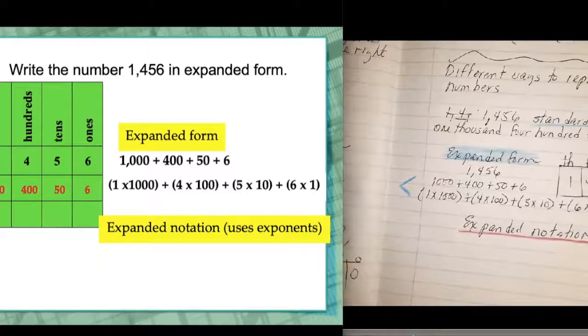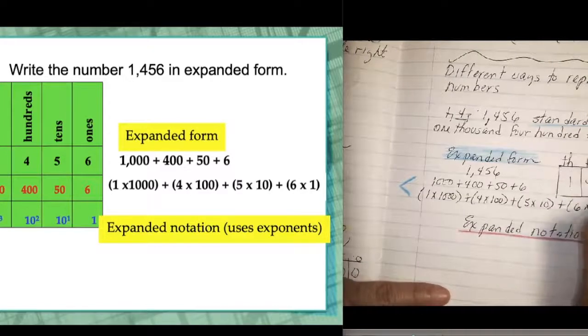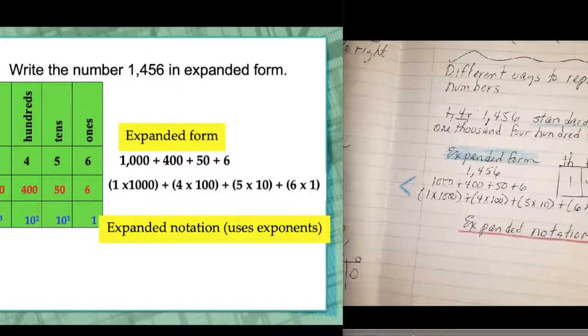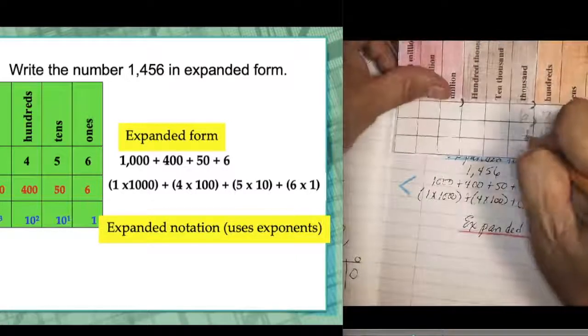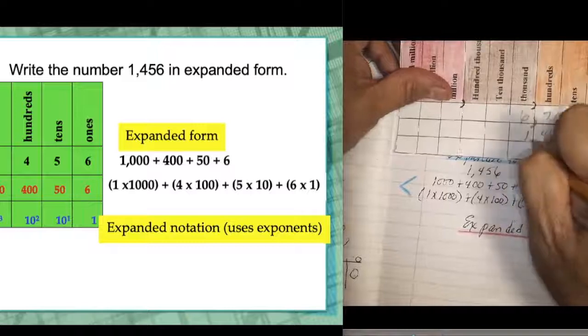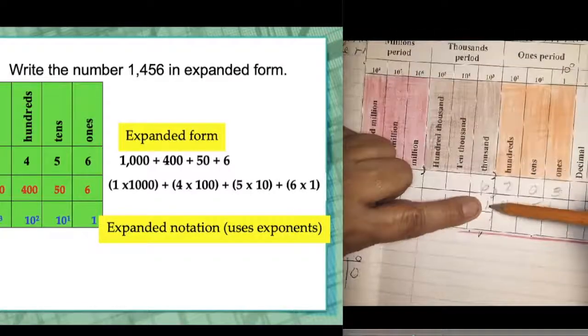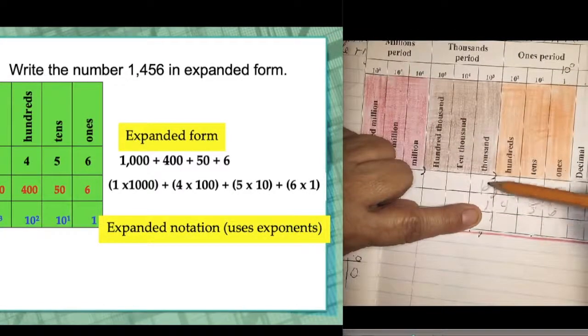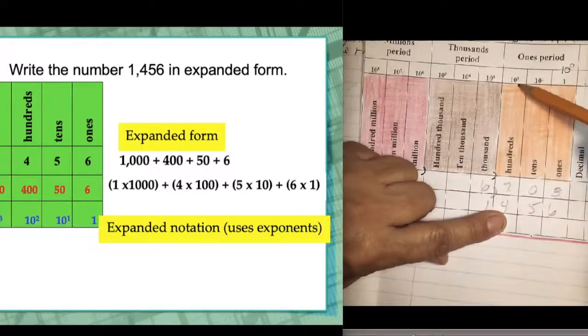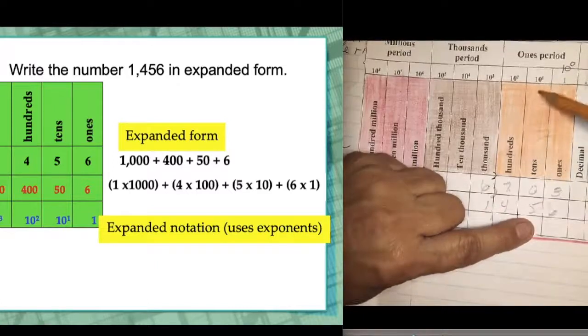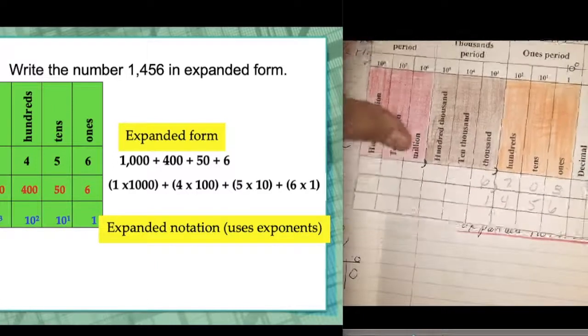Okay, the difference is that we have our exponents. So now when I look at my place value chart over here, and I wrote 1, 4, 5, 6 in my place value chart, I go up and I notice that the 1 is to the 3rd power. The 4 is 10 to the 2nd power. The 5 is to the 1st power. So let's put that in our notes.